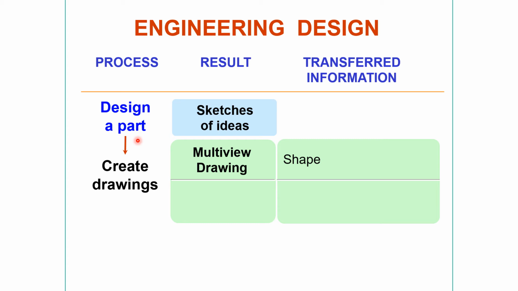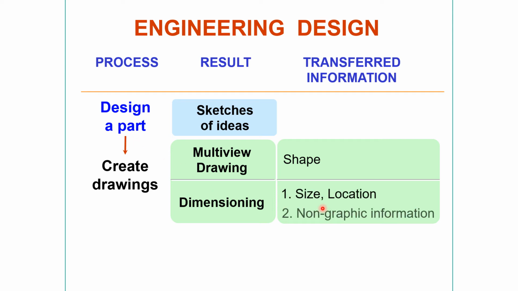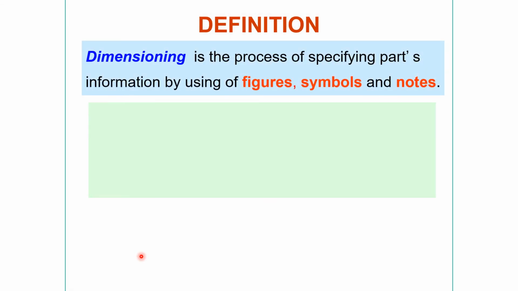And what will you get with the multi-view drawing? Shape. And with the dimensioning, size and location, and non-graphic information, like a note that the part is made of steel, iron, or wood. Then you will provide these drawings to the contractor or the manufacturer.